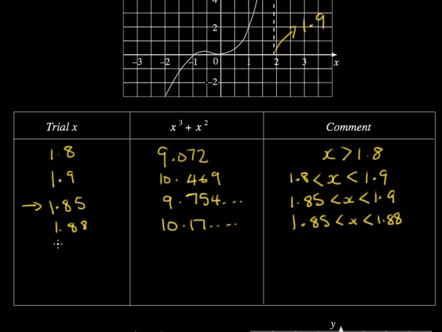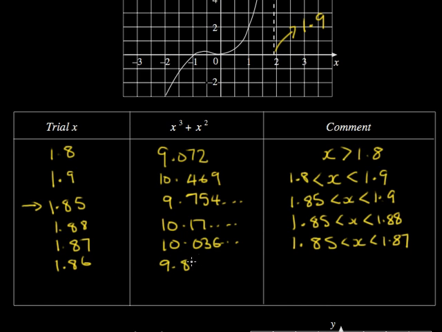We'll try, if the next value has to be between 1.85 and 1.88, let's try 1.87. That was 10.036, which is too large, so therefore it has to lie between 1.85 and 1.87. And then we would try 1.86. And throw that in, we get 9.89, and therefore that's too small, it has to be between 1.86 and 1.87.